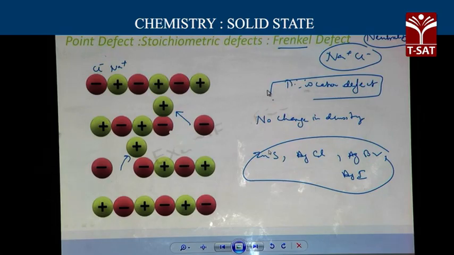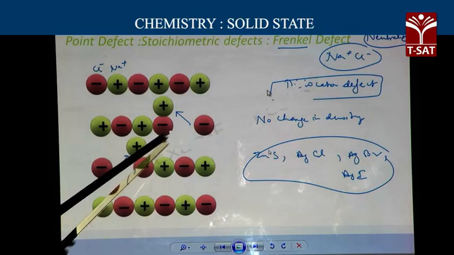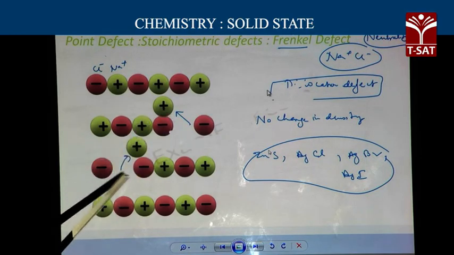This type of Frenkel defect is observed in the ionic crystals whose atomic sizes are small.